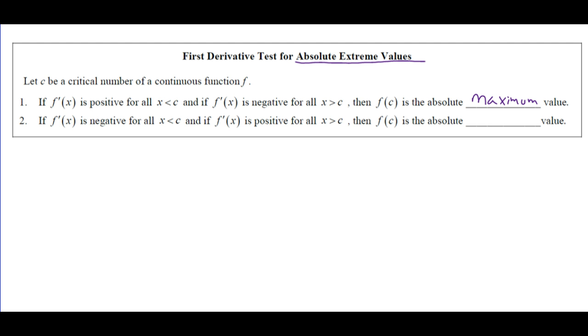If f prime of x is negative for all x less than c, and it's positive for all x greater than c, then we have the absolute minimum. Okay.